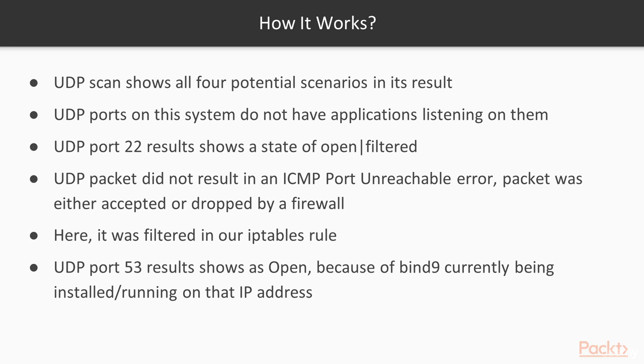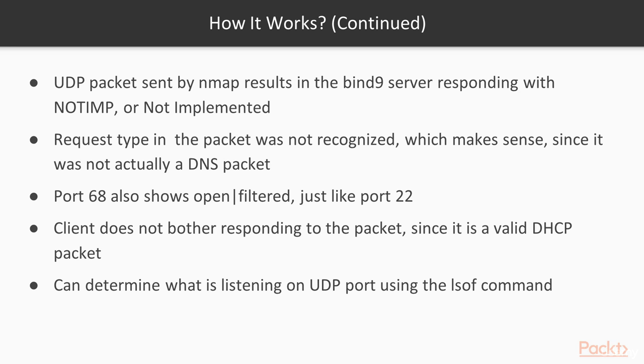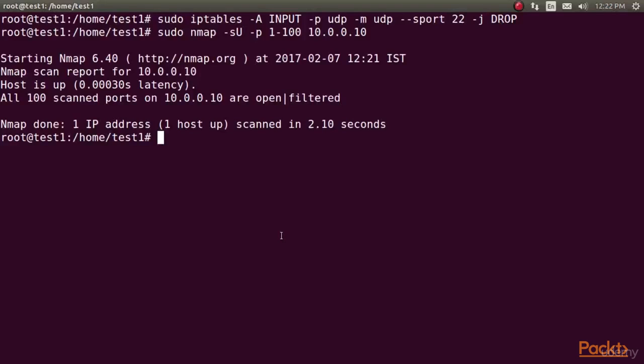UDP port 53 in the preceding results shows as open. This is due to BIND 9 currently being installed and running on that IP address. The UDP packet sent by Nmap results in the BIND 9 server responding with NOTIMP, or not implemented. This means that the request type in the packet was not recognized, which makes sense since it was not actually a DNS packet. Finally, port 68 also shows open|filtered, just like port 22.